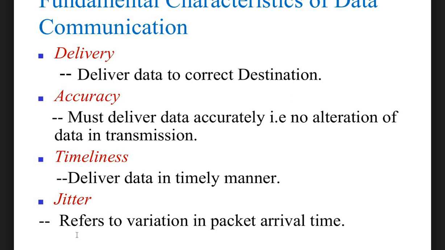What is data communication? What is the fundamental characteristic of data communication? The fundamental characteristics of data communication are delivery, accuracy, timeliness, and jitter. Delivery means delivering to the right person and the right destination. Accuracy means the data should not be altered. Timeliness means the data has to reach on time. Jitter means the variation in the arrival time of packets is called jitter. So these are the fundamental characteristics of data communication.